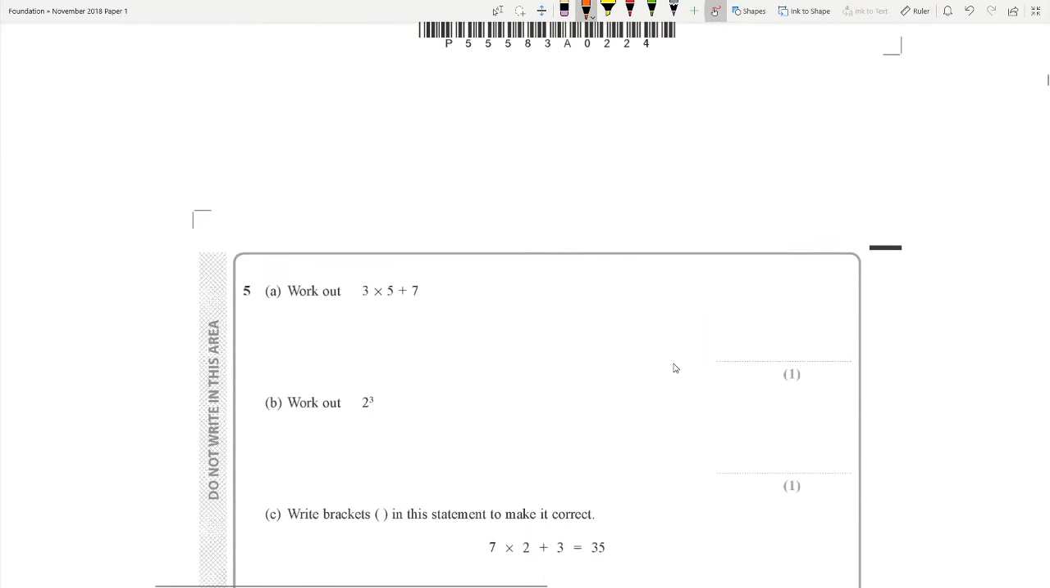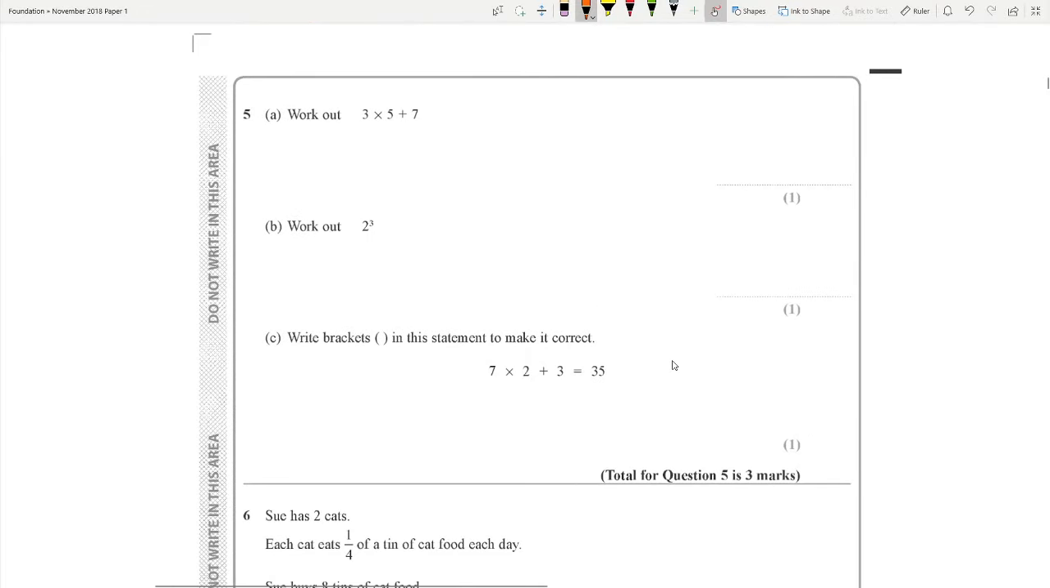Okay, carrying on. Question number 5. Okay, just BIDMAS here. Work out 3 times 5 add 7. Multiplication first. 3 times 5 is 15. Add that to 7. The answer is 22.